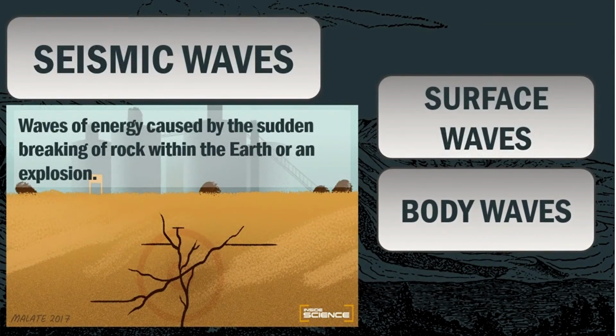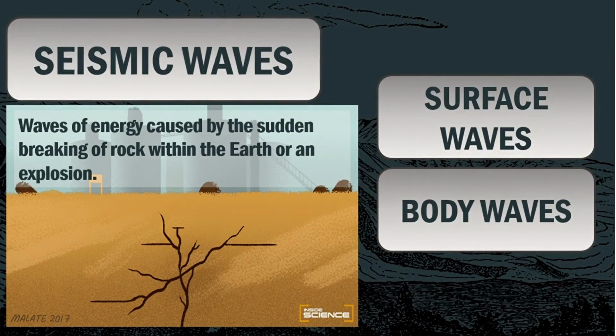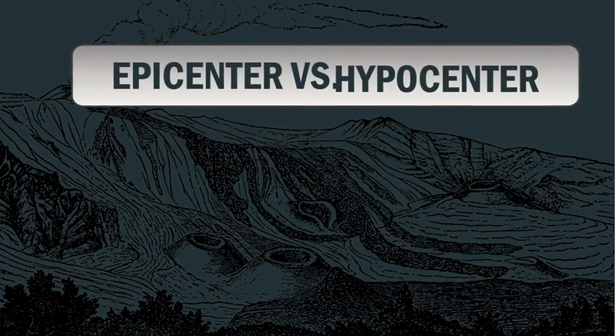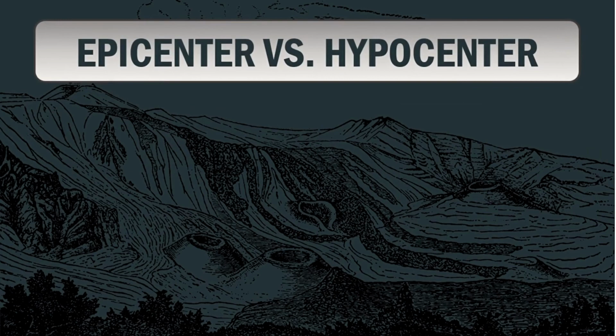We're done with the seismic waves and its different types. Let's proceed to the anatomy of an earthquake. We will differentiate the epicenter from the hypocenter or focus. Let's discuss the difference between epicenter and hypocenter or focus.